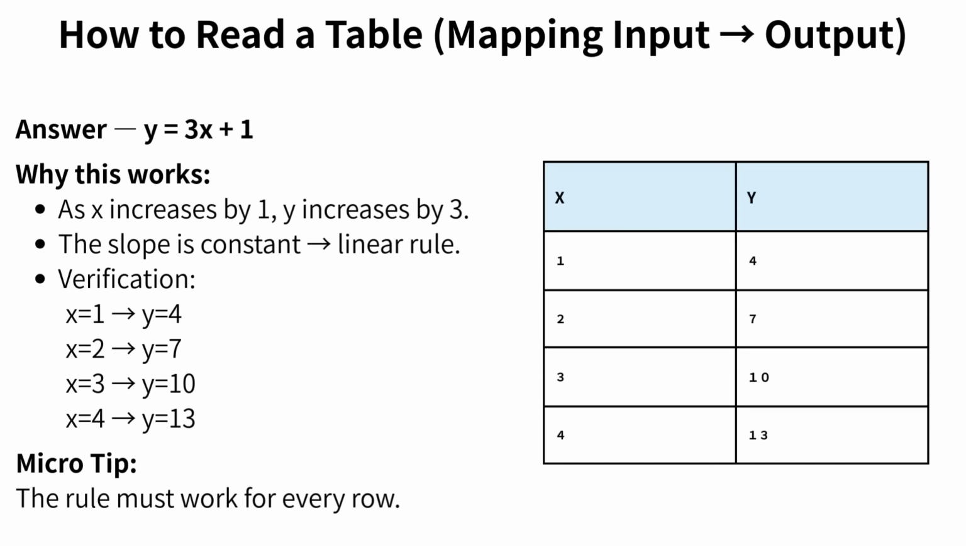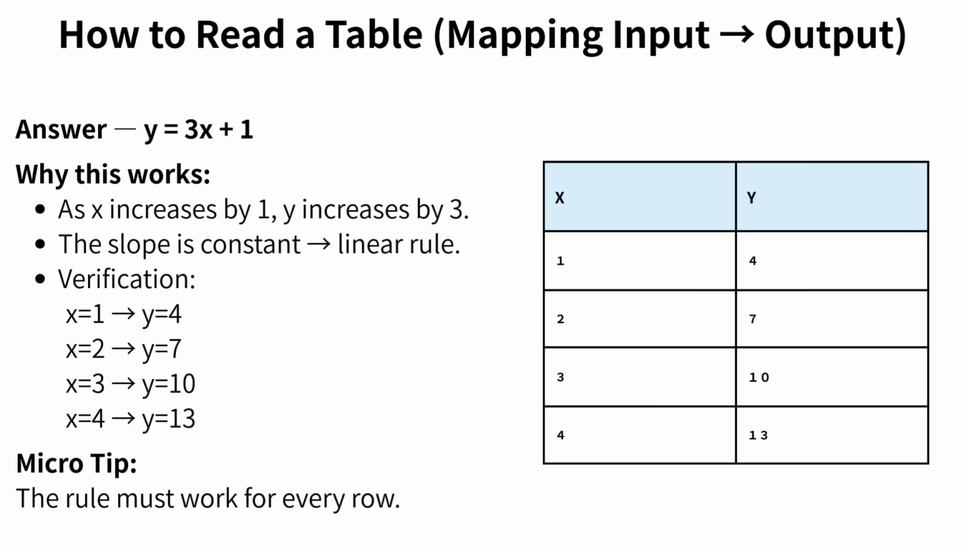Here is the answer. The equation that fits this table is y equals 3x plus 1. Let's walk through why this rule works. As x increases by 1, the value of y increases by 3 each time. This constant rate of change is the key feature of a linear pattern. If the increase were inconsistent, the table would be nonlinear. But here, the pattern is steady and predictable.